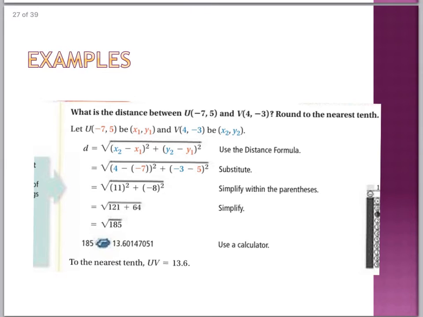Again, that's distance. An example here. Points U and V, and I want to find the distance between those two. U is (-7, 5), V is (4, -3). You literally just plug them in. So 4 here, -7 here. Watch your negatives. -3 here, 5 here. Do the math inside, square it, add them, take the square root. Going to need a calculator in this case. About 13.6 is the distance there.